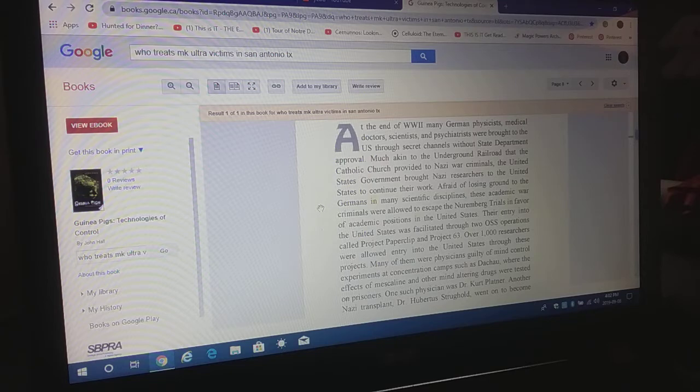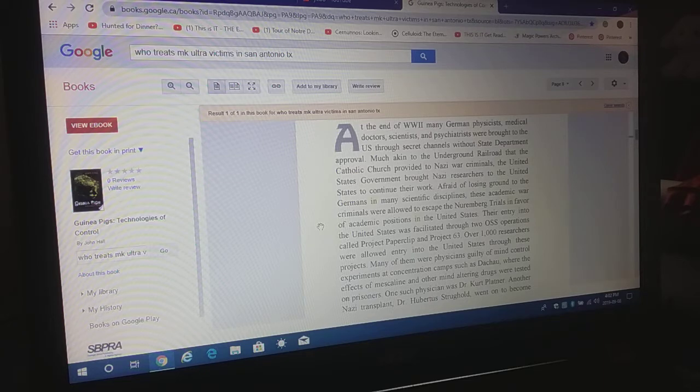At the end of World War II, many German psychiatrists, medical doctors, scientists were brought to the US through secret channels without State Department approval, much akin to the Underground Railroad, that the Catholic Church that allowed this evil in, that opened the door to evil, which is evil itself, provided to Nazi war criminals. The United States government brought Nazi researchers to the United States to continue their work, afraid of losing ground to the Germans in many scientific disciplines. These academic war criminals were allowed to escape the Nuremberg trials in favor of academic positions in the United States.